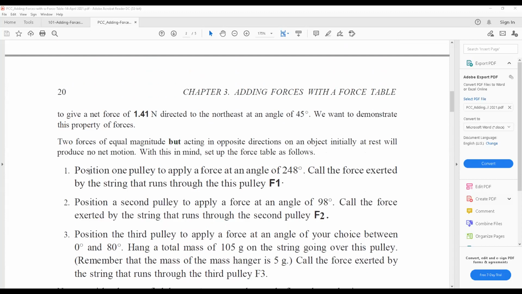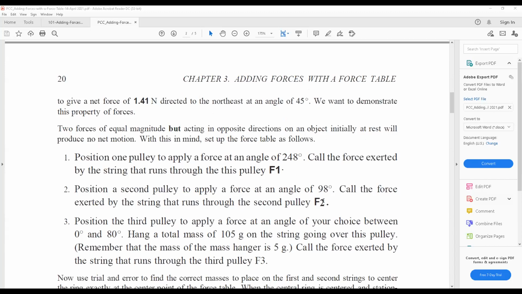So what I've done here, I said position 1 pulley to apply a force of 248. So you can put that in and you scroll up to 248 for F1. Call the force exerted by the string that runs through this pulley F1, which I call F1 already. Position 2, the other one now, second angle, you call that 98. So I've done some adjustment. This is actually from the simulated one. Call the force exerted by the string running through the second pulley F2.